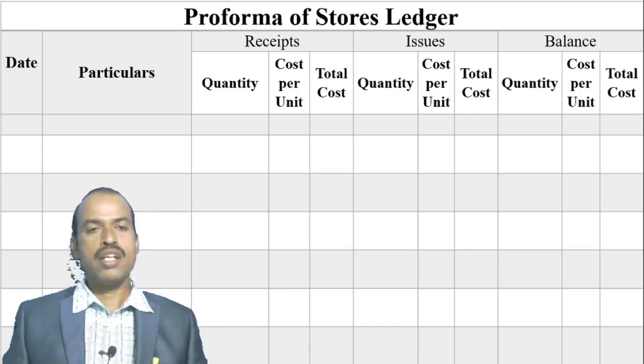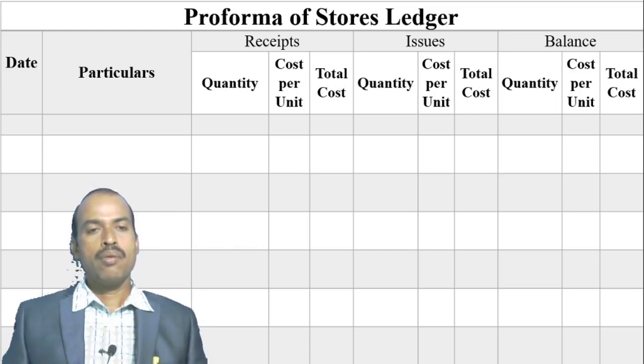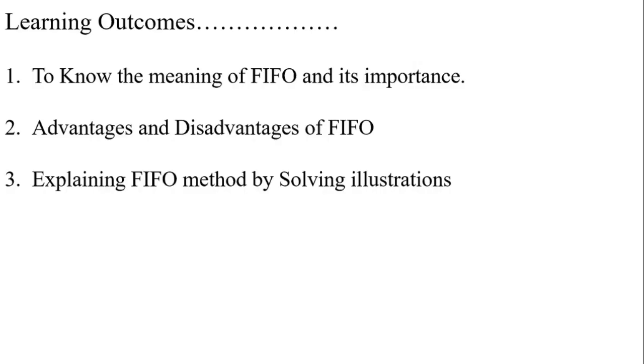The learning outcomes of this lesson are to know the meaning and importance of first in first out method and the advantages and disadvantages of FIFO method, and at the end, explaining the FIFO method by solving one illustration so that the students are going to have a clear understanding about the issue of pricing of materials under FIFO. Now we will see the meaning and importance of FIFO method.